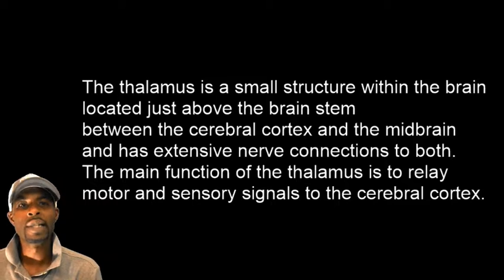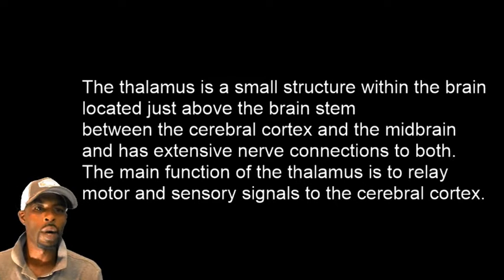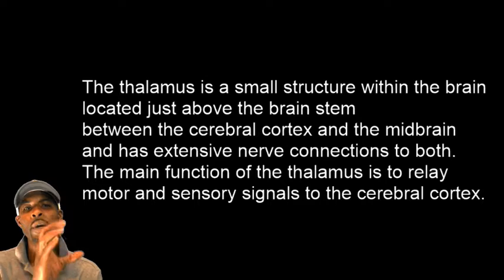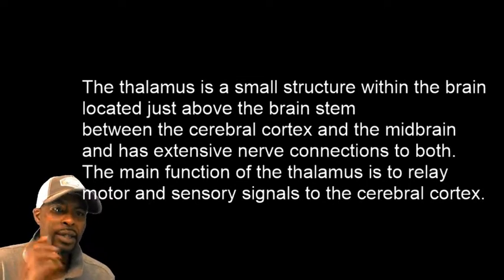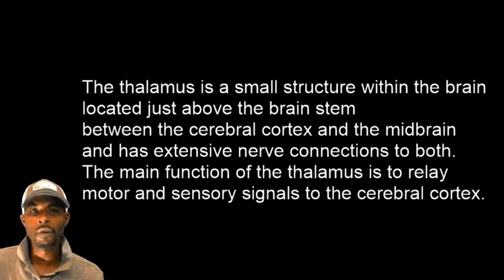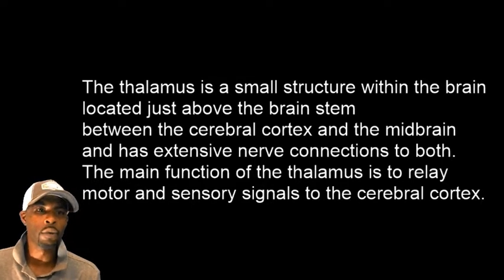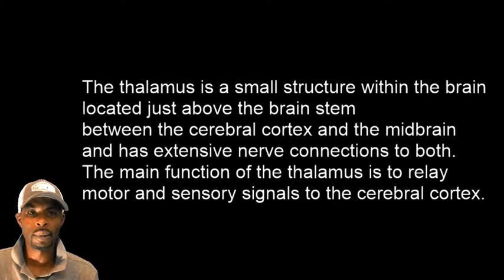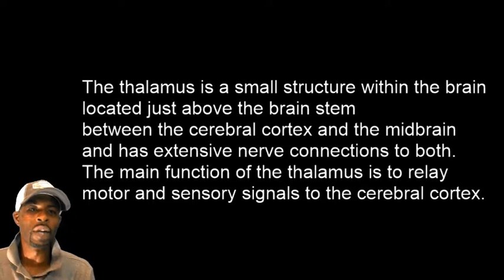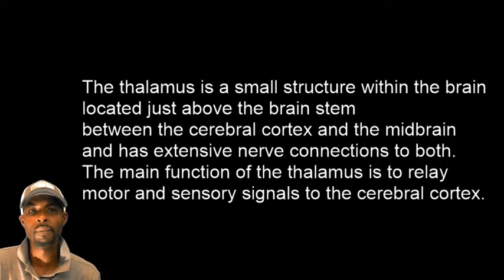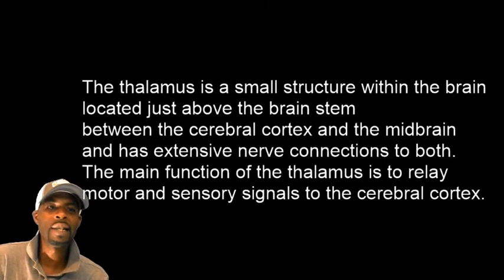All right? So it says the thalamus is a small structure, first of all, right, within the brain, located just above the brainstem, between the cerebral cortex, right? This is the cerebral cortex, and the midbrain, right? And has extensive nerve connections to both, right? And the nerve connections are like your cranial nerves and stuff like that. You see what I'm saying? And that's where all the signals go through to tell your body what to do. It gives your body commands.